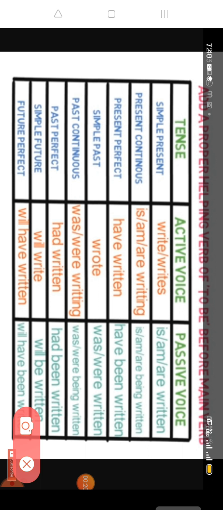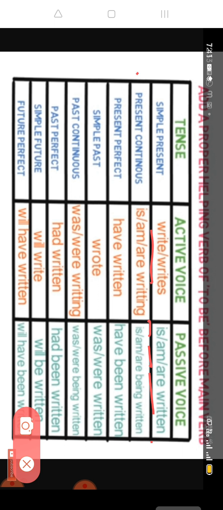If the verb would be write or writes, it would be changed into is, am, are written. We can say write is changed into are written and writes is changed into is written. Or if there would be I write, then it would be changed into am written.